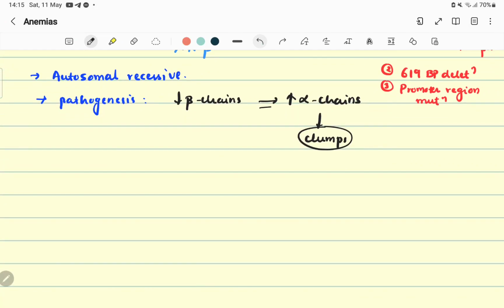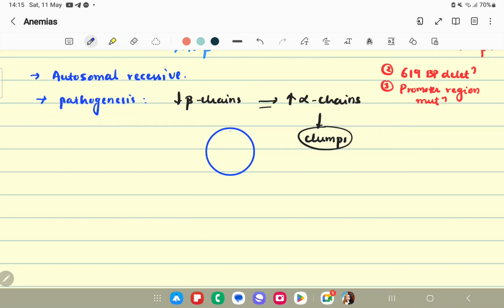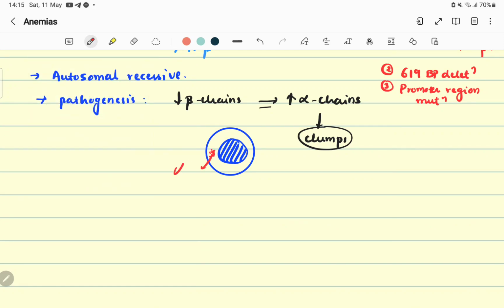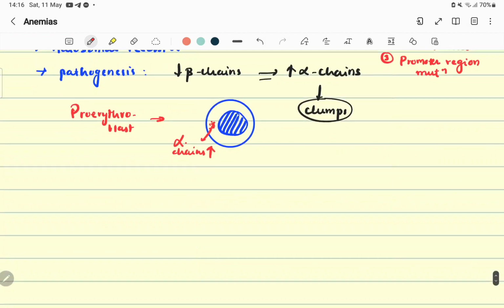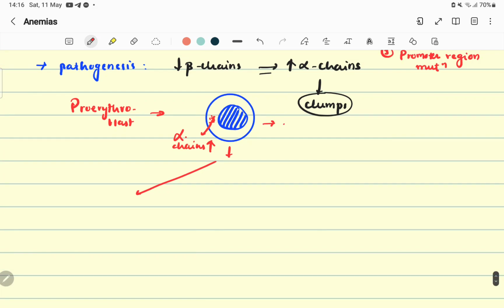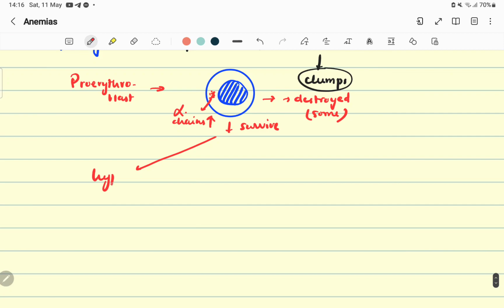Let's say this is a pro-erythroblast, and here we have more alpha chains. Some will be destroyed, and some will survive, and those that survive will have different anomalies. Some will be hypochromic due to decreased hemoglobin.